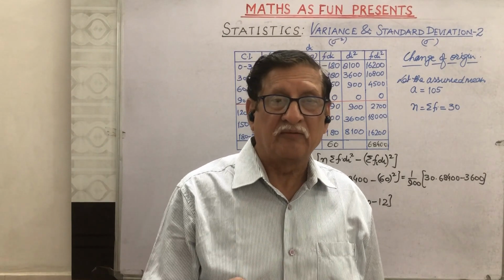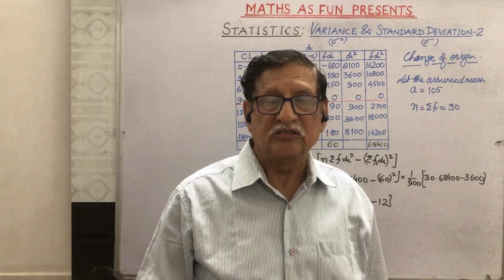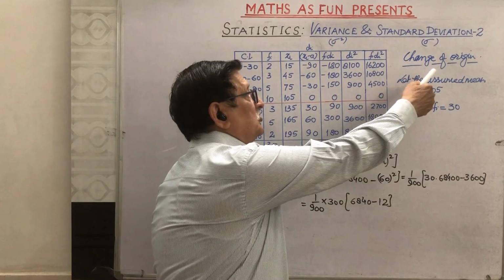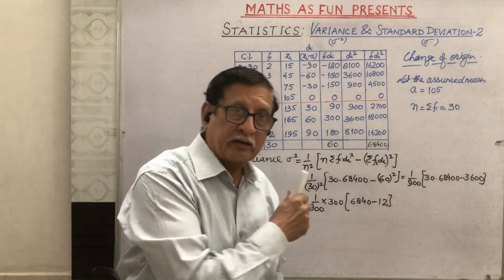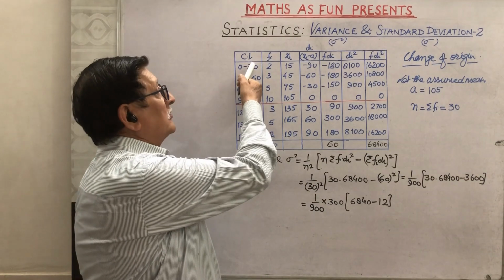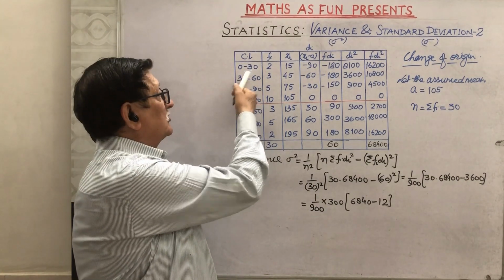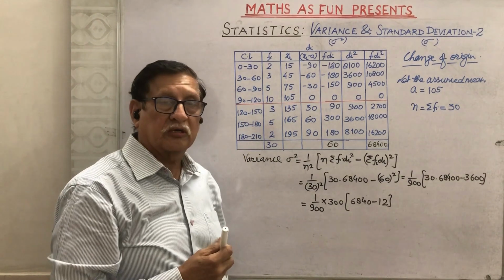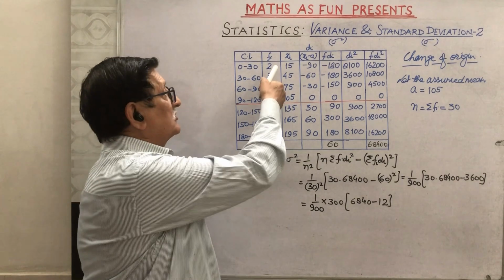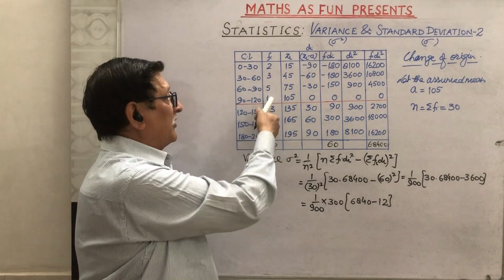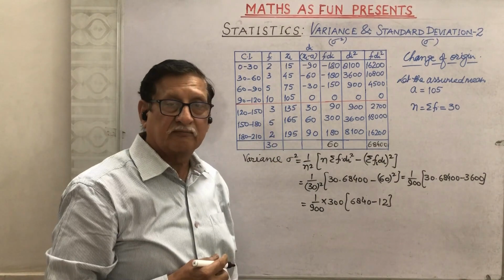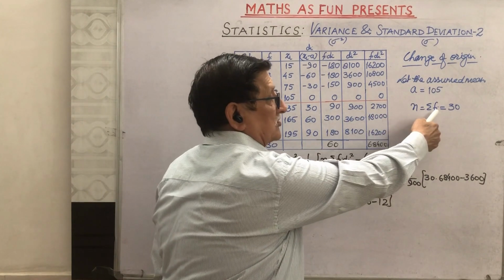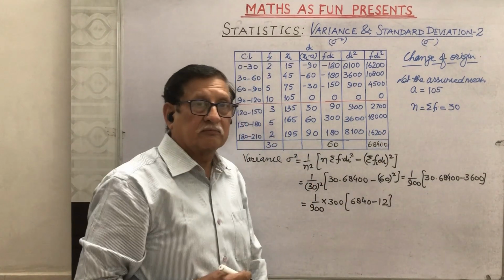Now we discuss one problem to find out the variance and the standard deviation of a given frequency distribution by using change of origin. Here the data are class intervals from 0 to 30, 30 to 60, 60 to 90 and so on, up to 180 to 210. The frequencies are given 2, 3, 5, 10, 3, 5, 2 respectively. The sum of all these frequencies is 30, so n, which is the sum of frequencies, is equal to 30.